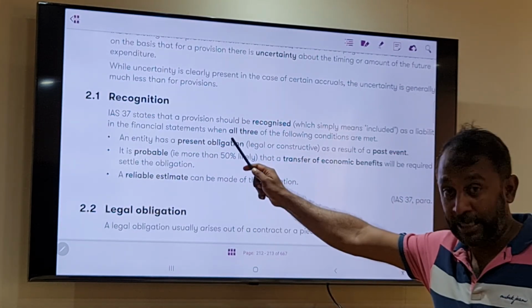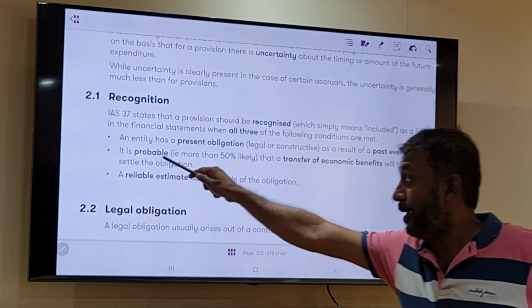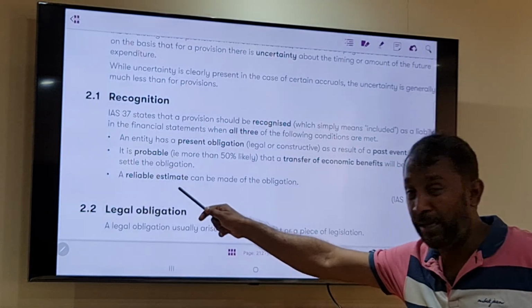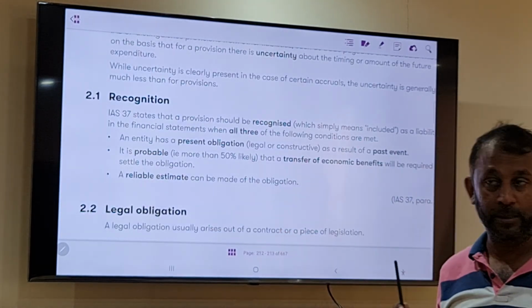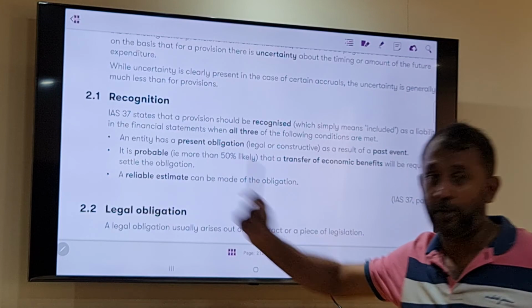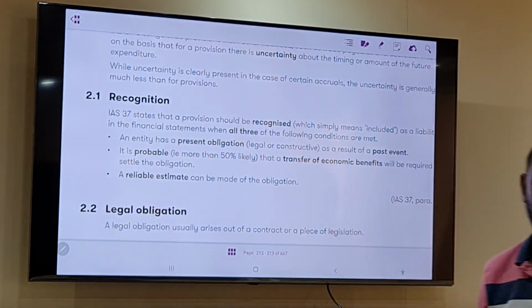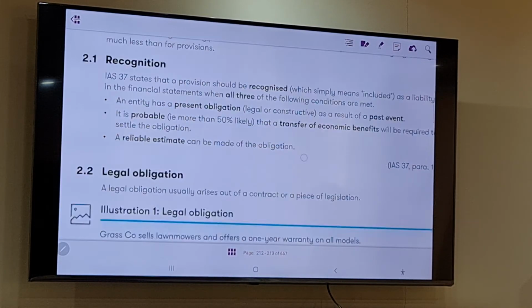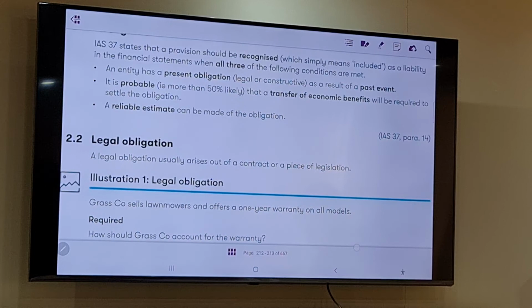Once you know that it's an obligation, and it is probable, that there are more than 50% chances I have to pay for this. Third, I could make a reliable estimate. If you satisfy these three bullet points, that's when you should recognize the provision. Clear? So now, can we try this example?